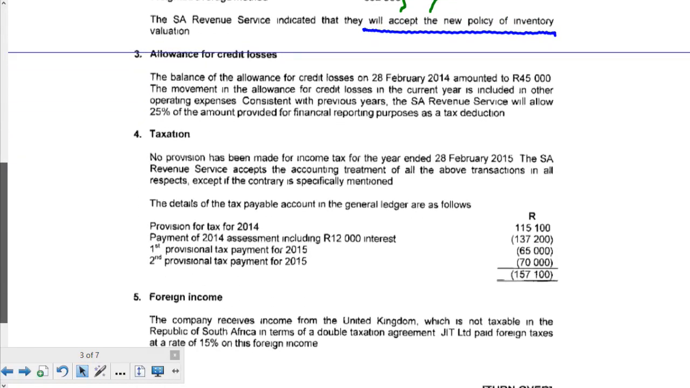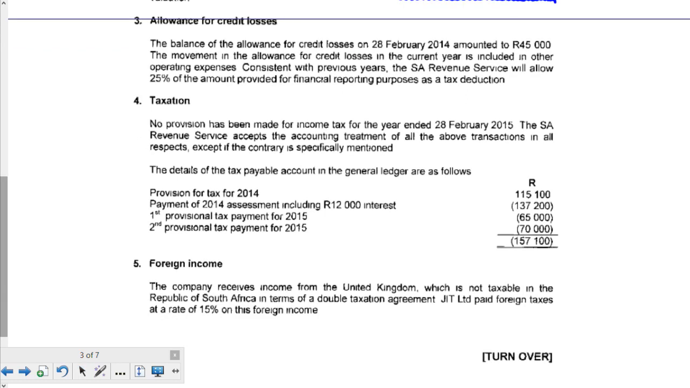Okay, here are those provisional payments. No provision has been made for tax for 2015. SARS accepts the accounting treatment of... Okay. Provision for 2014 was 115,100. We paid 137,200. And in that was 12,000 of interest. So before, just on that piece, sorting out the prior year: do you see that we're going to have an under-accrual for the prior year? Because we accrued 115, we paid 137.